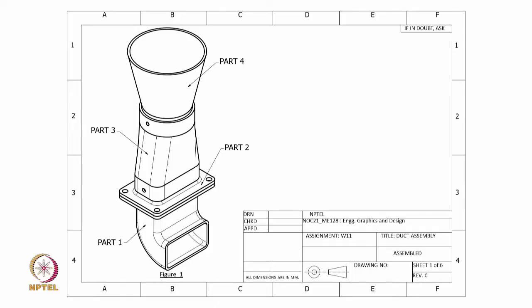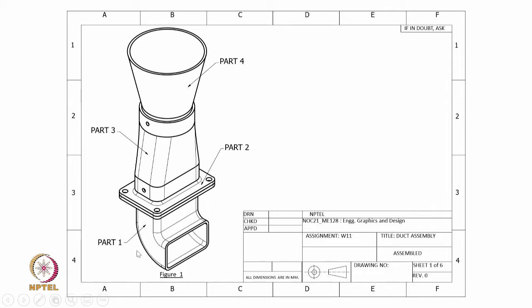Welcome back. In this lecture, we will solve an assembly problem using the AutoCAD Inventor software. So, let us get to the problem. Here is a duct assembly which has 4 parts. First we will try to understand the problem and then go into the software to see how to assemble this.